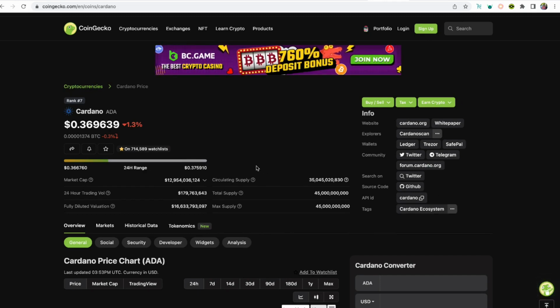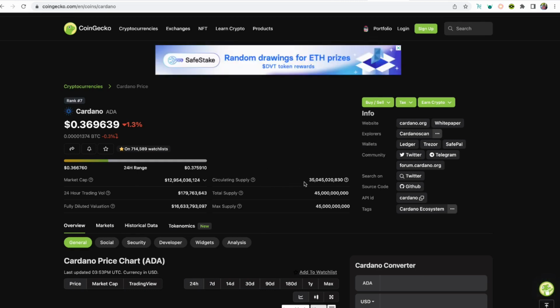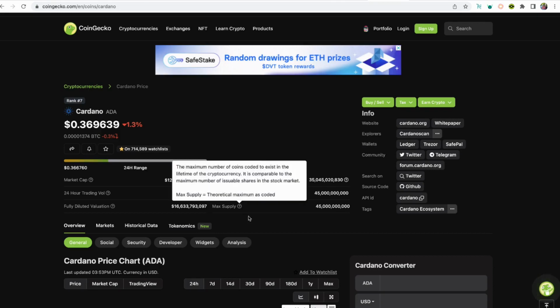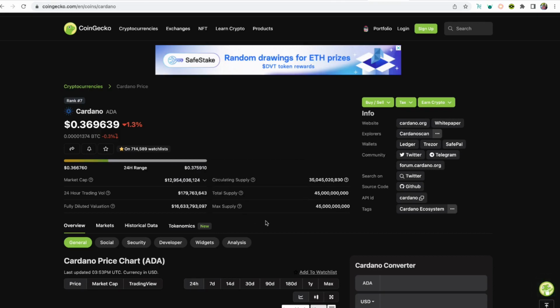The other thing I like about CoinGecko is it's going to tell you about the circulating supply. I love looking at the tokenomics. This part right here is the tokenomics section, and I really enjoy looking at tokenomics if I'm interested in any kind of project. So what are tokenomics? The max supply of Cardano that will ever be minted is going to be 45 billion Cardano ever. And so that's the total supply.